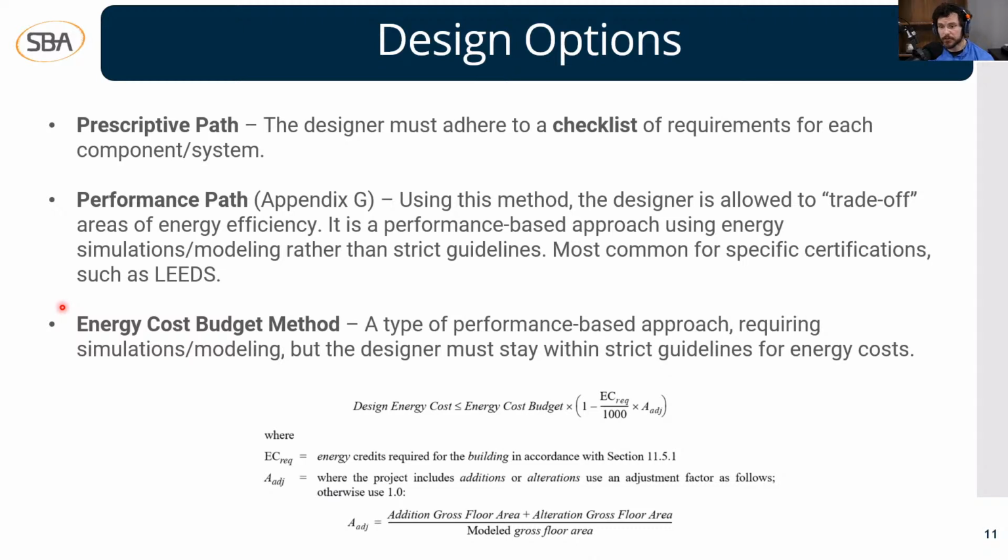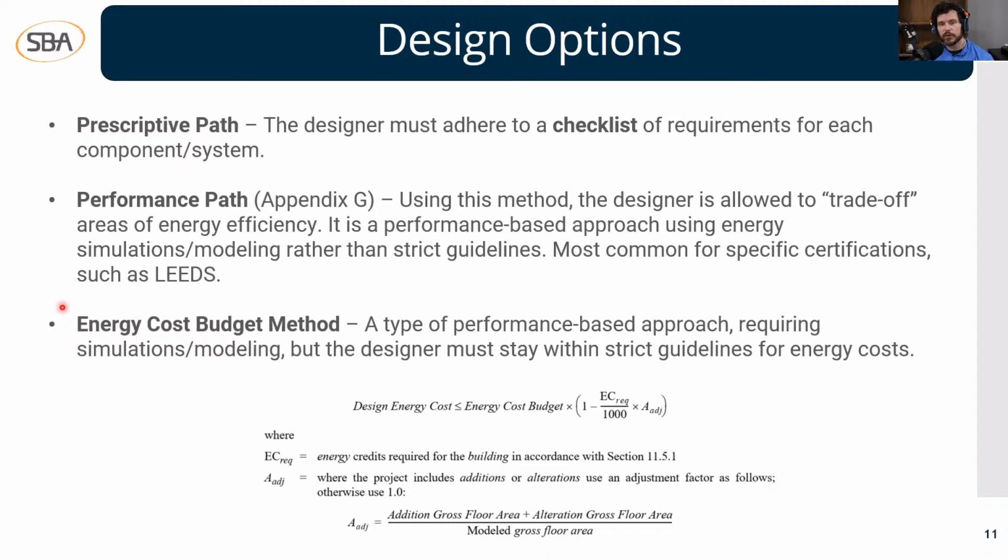We have our prescriptive path. Now think of this as a checklist. We need to make sure that we meet each individual requirement. No trade-offs allowed. So the individual requirements are for each component and system within the building that we're focused on, right? Not the process equipment, but all of the equipment that pertains to the building's operations. So your heating, your lighting, all of those items that I just went over.